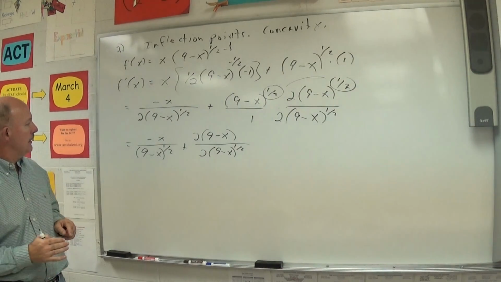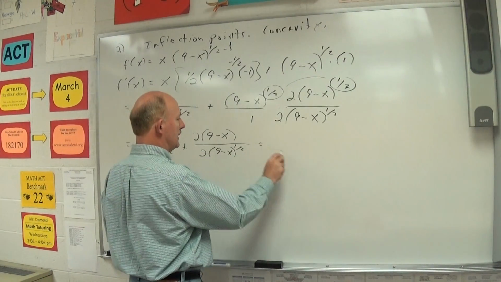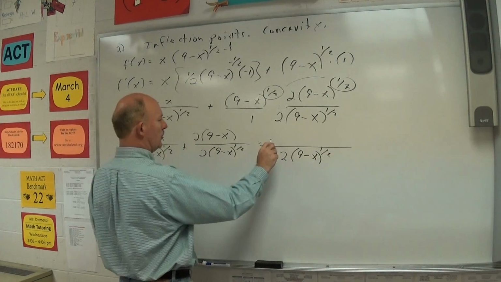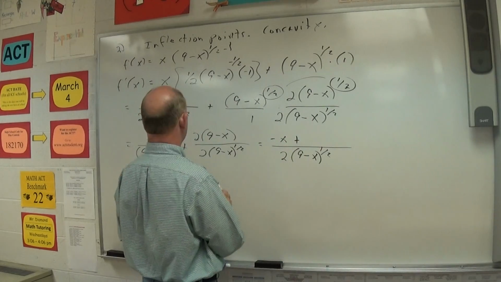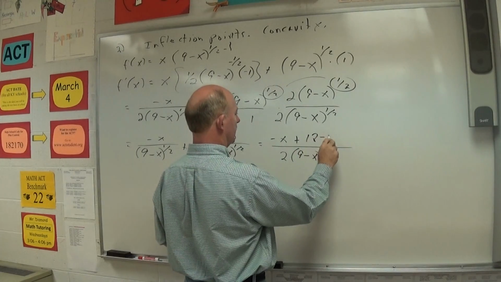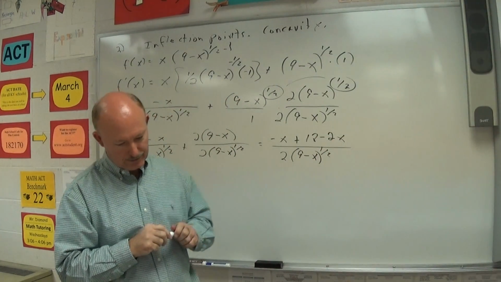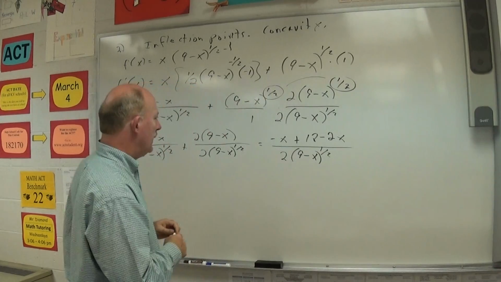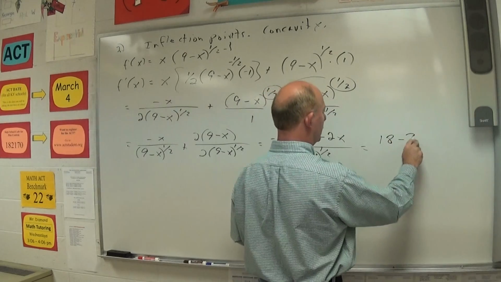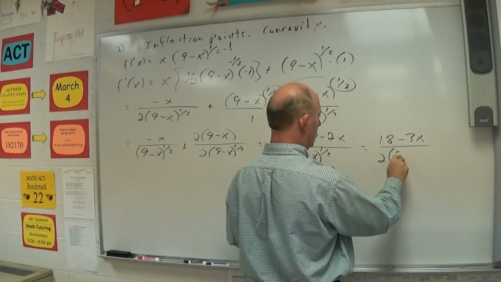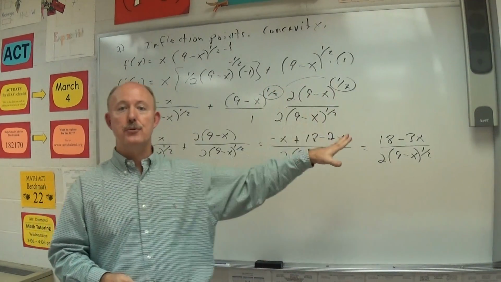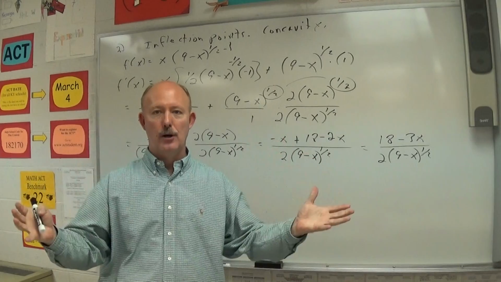Now, let's remove our parentheses and combine like terms. Let's see what we get here. This is 2 times 9 minus x to the 1/2, and this gives us negative x plus 18 minus 2x. So multiply inside of our parentheses. And we've got a combined like term: a negative x and a negative 2x. That gives us 18 minus 3x on top, divided by 2 times 9 minus x to the 1/2 power. Okay, that's our first derivative. That's how the problem starts.